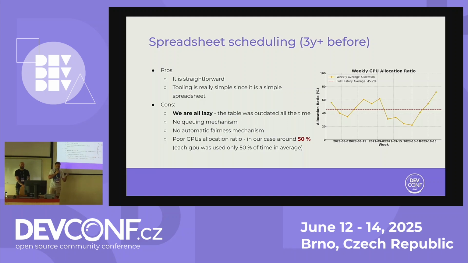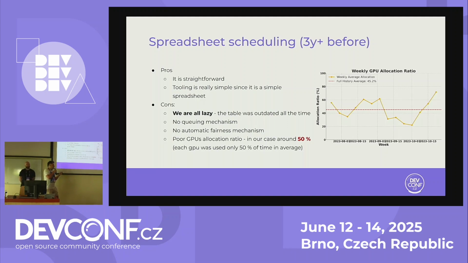But the problem with this approach is that we are all lazy. So the spreadsheet was not updated at all. At the end of the day, you needed to PM your colleague and ask whether the resource is free or not. And also, it has no queuing mechanism, so you as a researcher are not able to plan your resources and workload, and it has no fairness mechanism. So a single researcher can allocate all the resources, and nothing is forcing him to use only part of them. These cons lead to poor GPU allocation.